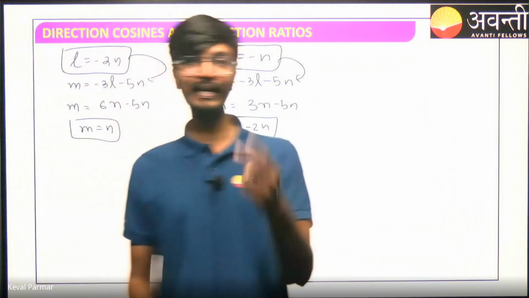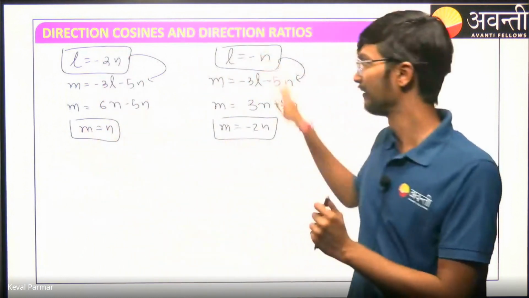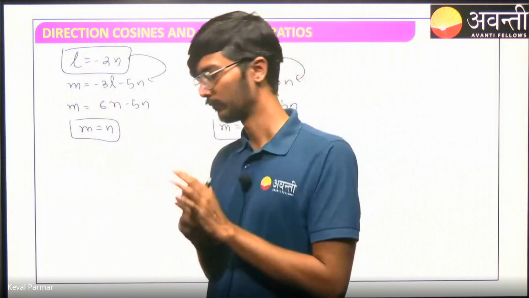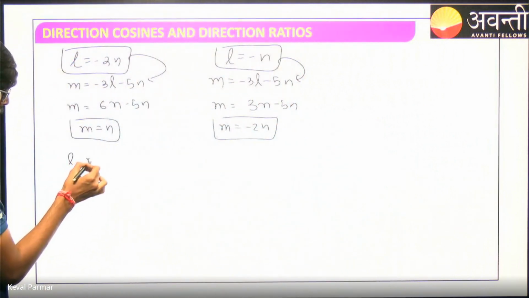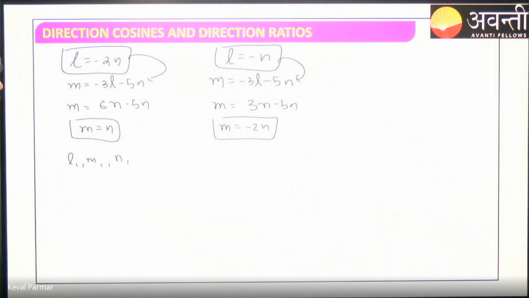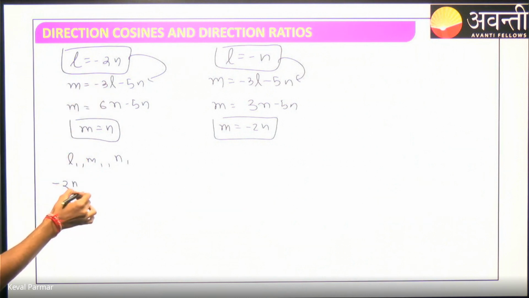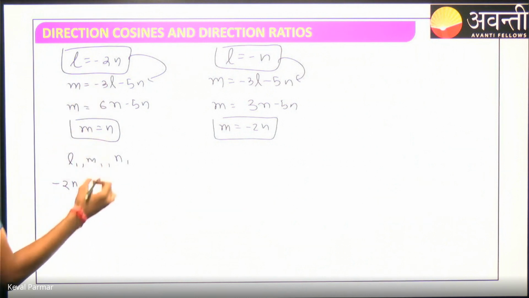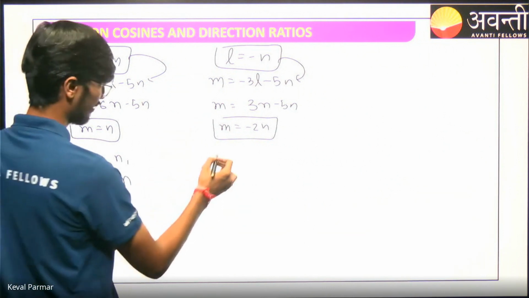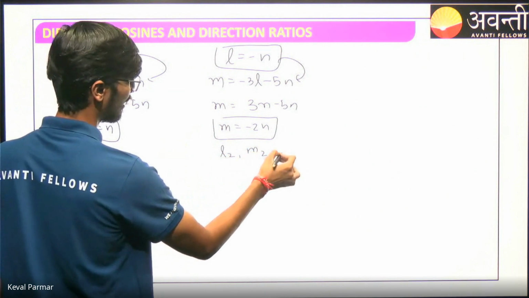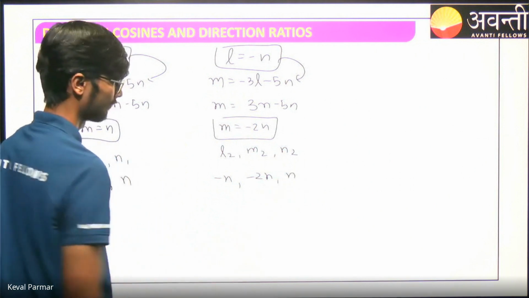So why do we get two sets of values? Because this set is L1, M1, N1 and this set is L2, M2, N2. Correct? So let's say the first set L1, M1, N1. What is L1? It is minus 2n. M1 is n and N1 is n itself, right? What is the second set? L2, M2, N2. So L2 is minus n, M2 is minus 2n and N2 is n itself.